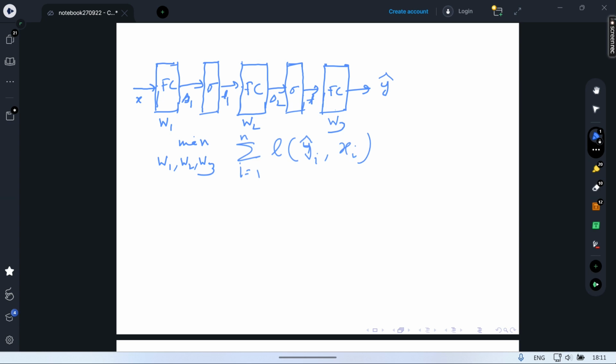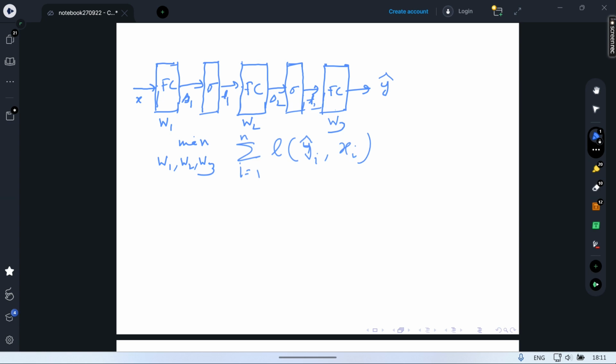Then how is it trained? During training we need to do the signal propagation, first in the forward direction and then in the backward direction. In the forward direction, we basically pass the inputs. From x, S1 is calculated, then T1 is calculated, then S2 is calculated, then T2 is calculated, and the final output y hat is calculated.